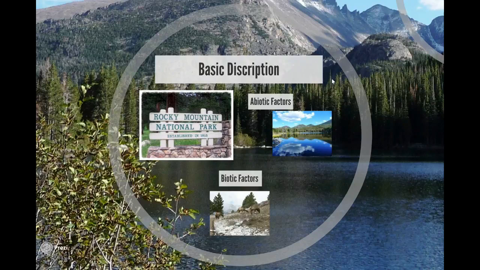So the basic description of this biome is the Rocky Mountain National Park is an alpine biome located in northern central Colorado. The Rocky Mountain Range forms the continental divide, which separates which way the rivers flow, to the Pacific Ocean or to the Atlantic Ocean.